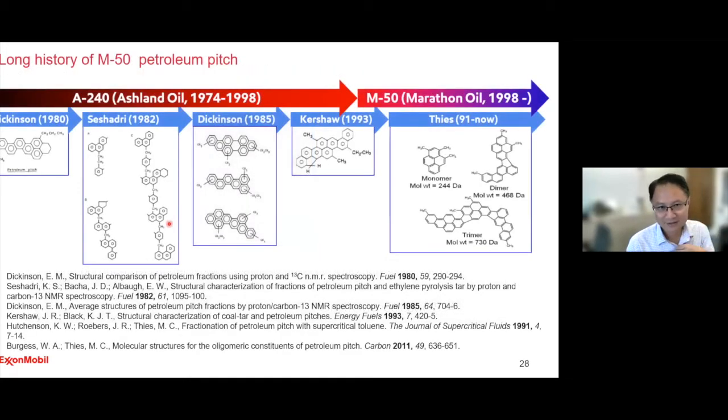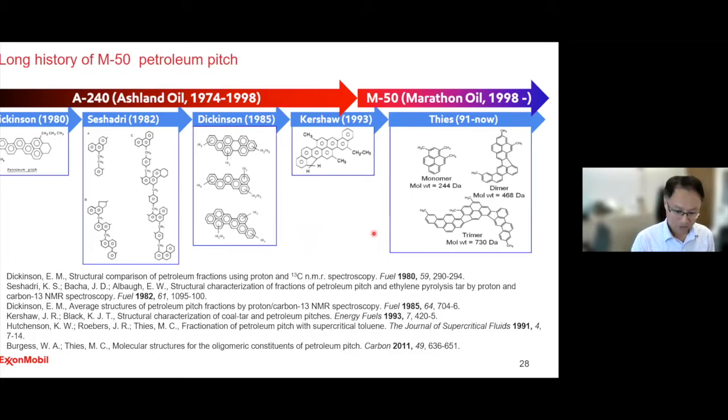So this is the M50 pitch. Some of you are familiar. It is a very well-known material, studied extensively in the literature. A lot of study has been done with all kinds of different techniques, based on NMR, elemental analysis, and mass spec, and various average structures have been proposed. But we want to use AFM to figure out if any of these structures is correct, and to what extent.